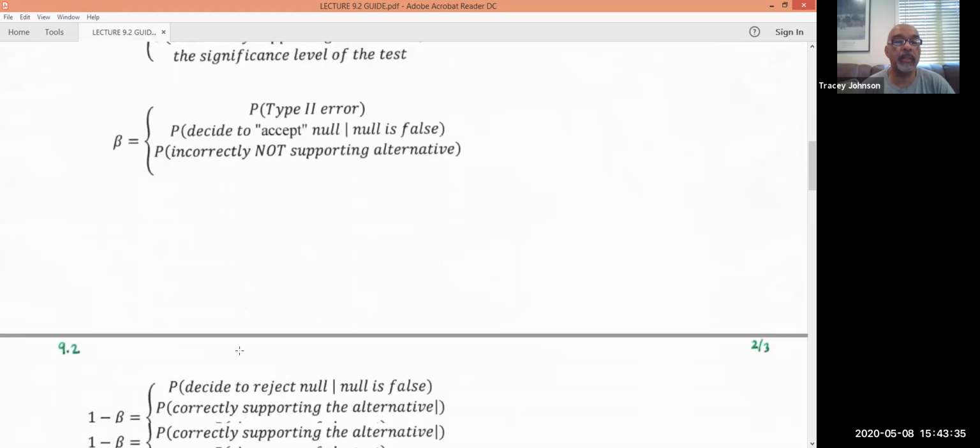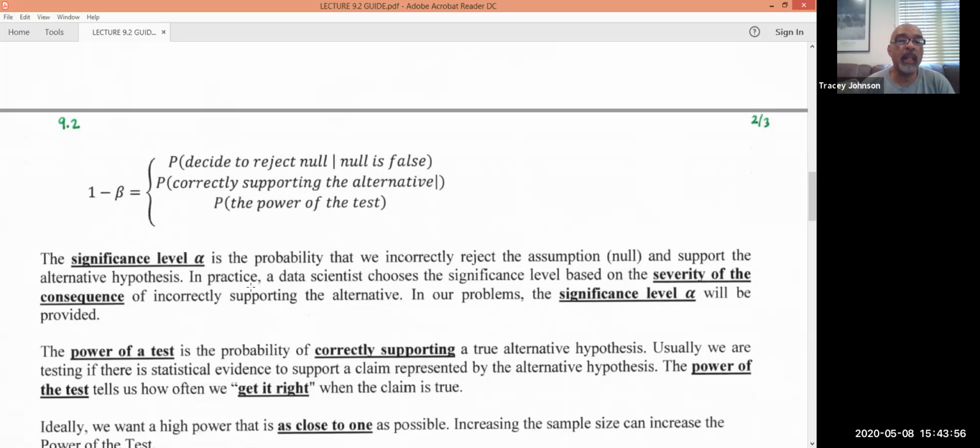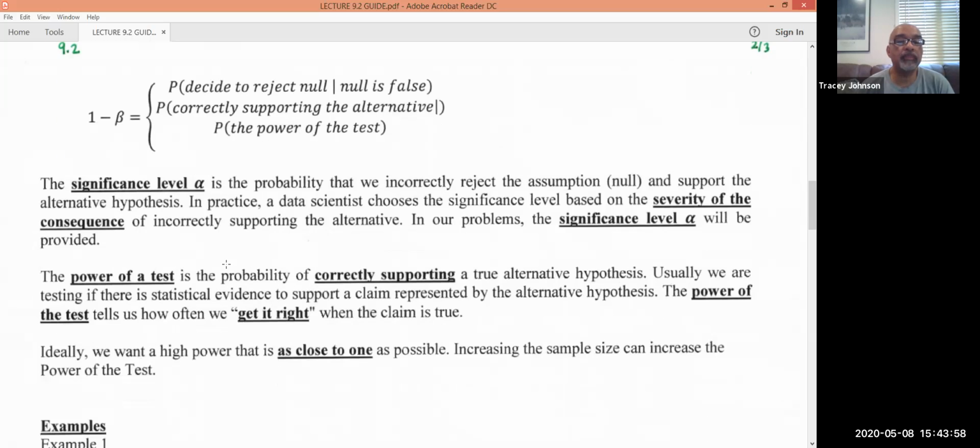All right, moving along. Now we have 1 minus beta. 1 minus beta is the same as the power of the test. It is the probability of deciding to reject the null when the null is false, or the probability of correctly supporting the alternative. So that's the power of the test.